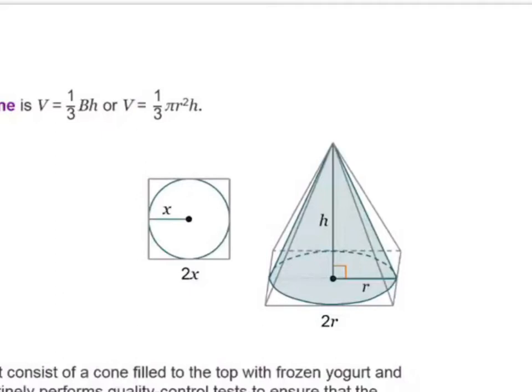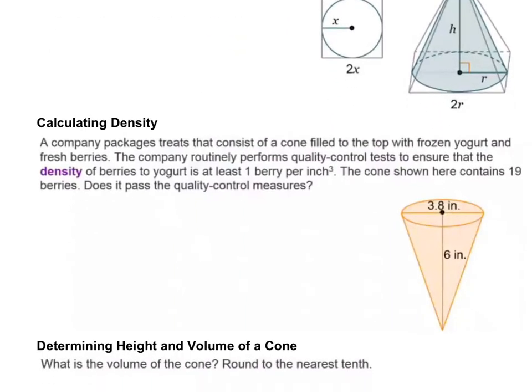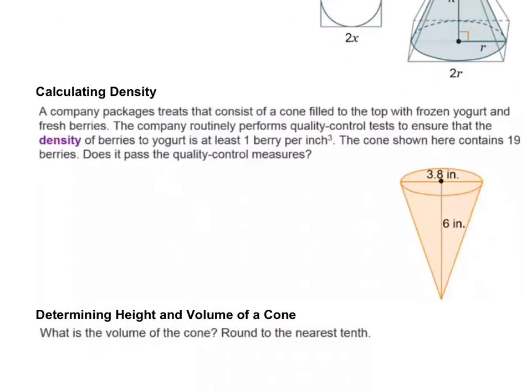And we also know that, if I were to take 2 of these radiuses, it would give me 2 of them. All right, so that's where they get these 2 R's and the 2 X's. Okay, so let's use this formula for the volume of a cone. Okay, so if we were to do this where it says calculating density, or as I like to call it, calculating destiny, the company packages treats that consists of a cone filled to the top with frozen yogurt and fresh berries.